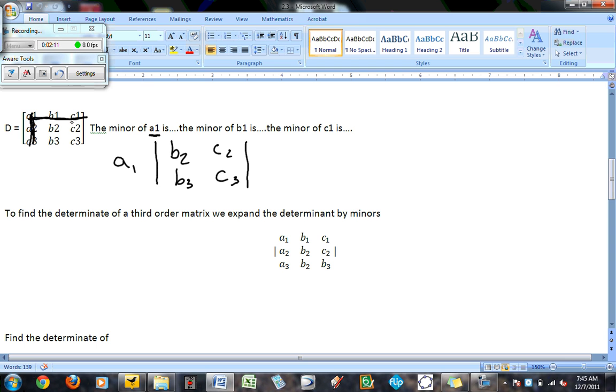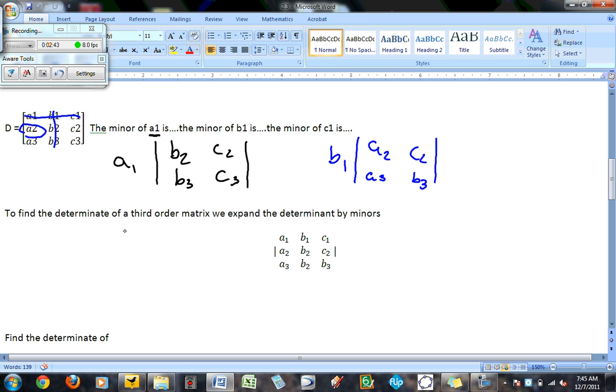The minor of B1 would be where I cross out the column and the row that B1 is involved in. So I cross out the column and the row, and I write the resulting matrix. So the minor of B1 is the absolute value of A2, C2. I'm just writing the matrix what's left over from left to right. And then A3, B3. All right. So this is going to help us find the determinant of a 3 by 3 matrix.